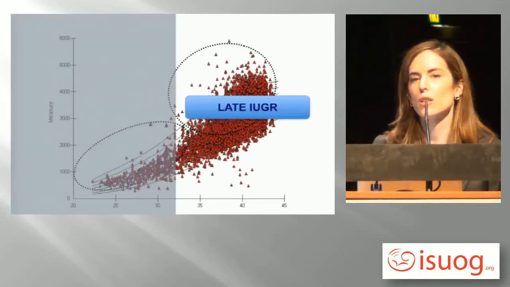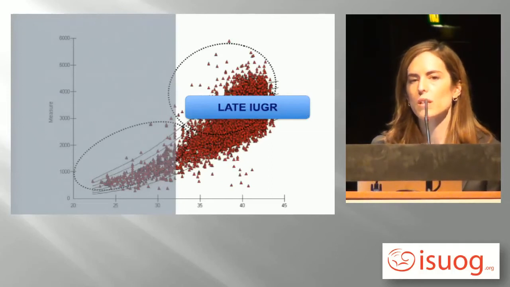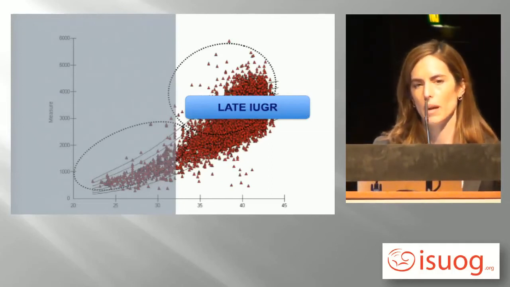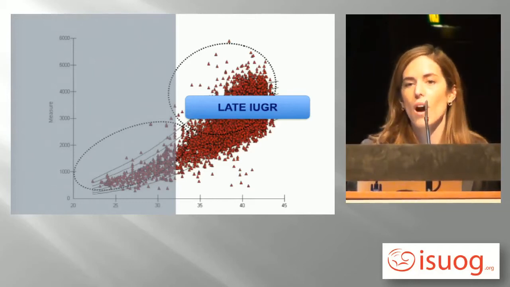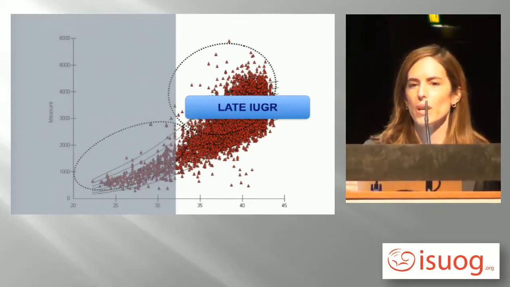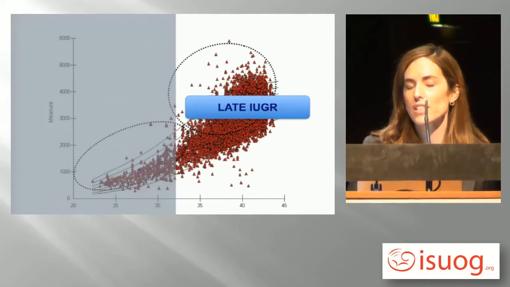So that's not the problem that we're dealing with, because we know that early IUGR babies have this tag, and we know that they're at risk for abnormal neurodevelopment since most of them are born before 34 weeks. So we know that they're a risk group just because of prematurity.